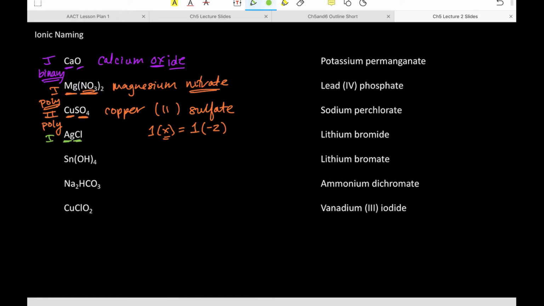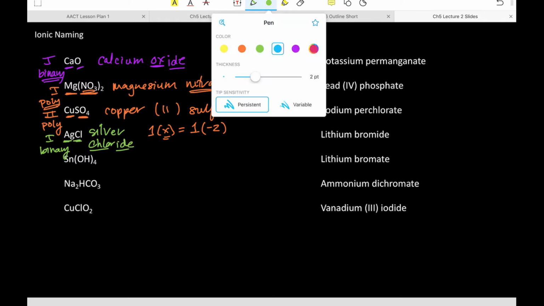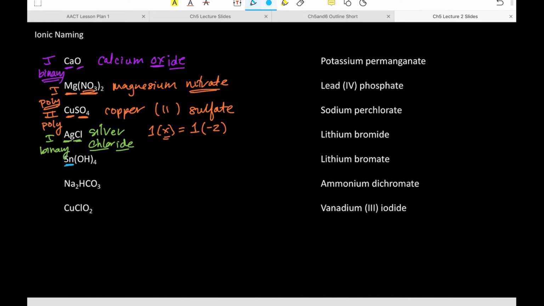All right, next up, we have metal, non-metal, so definitely ionic. This is one of those special type 1s you just have to memorize. It is binary because it's only composed of 2 elements. So this is going to be silver, chlor, root, ends with "ide." Yes?